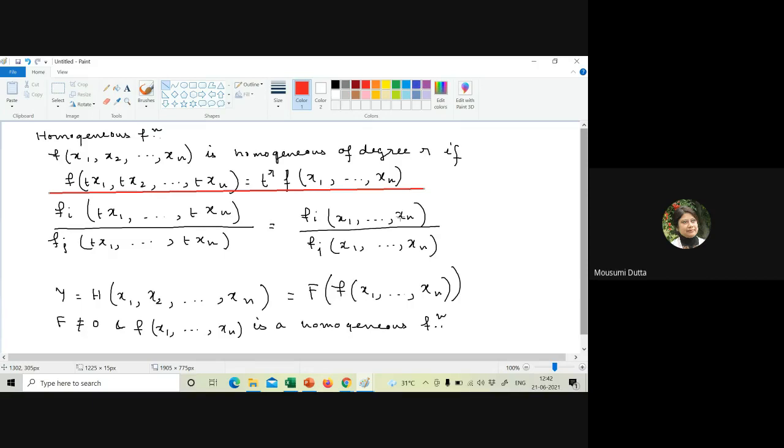And returns to scale is increasing if r is greater than 1, decreasing if r is less than 1, and constant if r is equal to 1. So this is the homogeneous function paragraph.